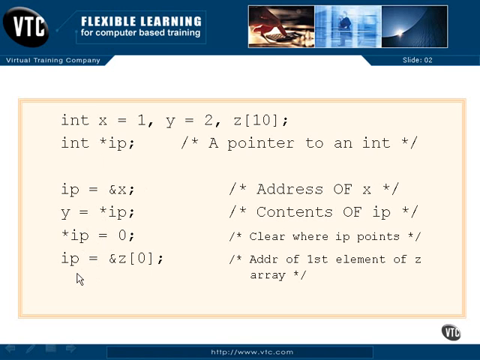Now here we are saying that IP equals the address of z sub 0, and that's the first element of the array, element 0. So IP will no longer point to x. It will be changed. X will not be modified because we didn't dereference. We didn't put an asterisk here. We are saying that IP will now be equal to the address of the first element of the z array, just like we said IP is set equal to the address of x. I hope that makes some sense.